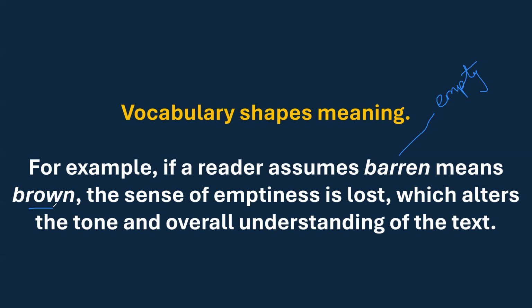We need to make sure that what the author intended to be in the story remains in the story, so that we understand what the author's tried to say, so that we understand the tone, so that we understand the whole text. Okay, that's why vocabulary is super important.